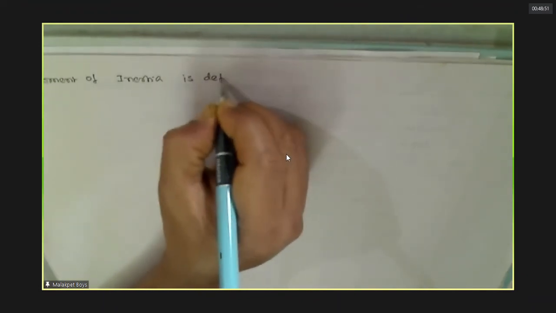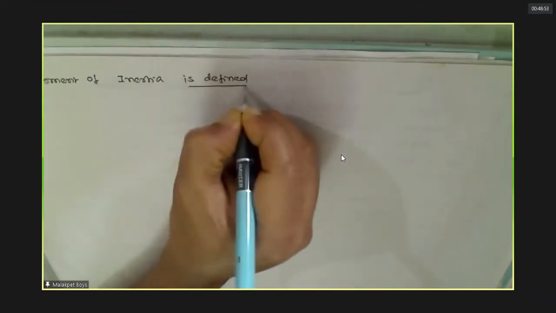Then, how do we measure moment of inertia? See, just like we define many things, 1 kg means this, 1 meter means this. 1 meter means there is a rod made of so and so, kept in a museum in Paris. Those are the definitions we have, standards. Like that, moment of inertia is defined. Remember, it is a defined quantity.